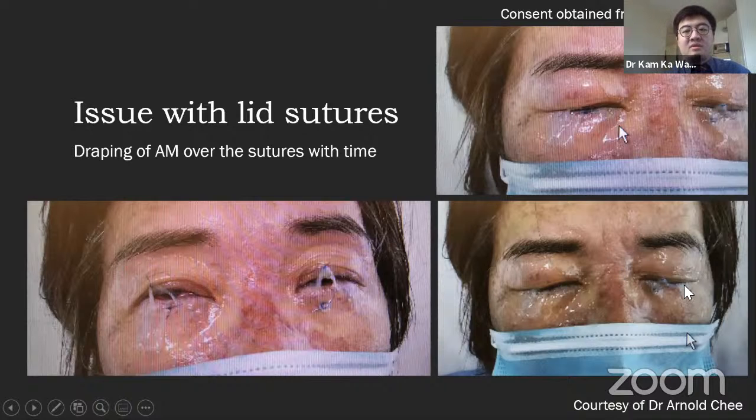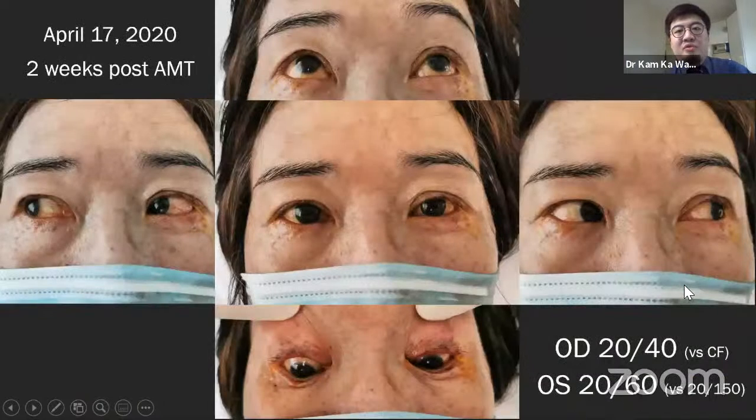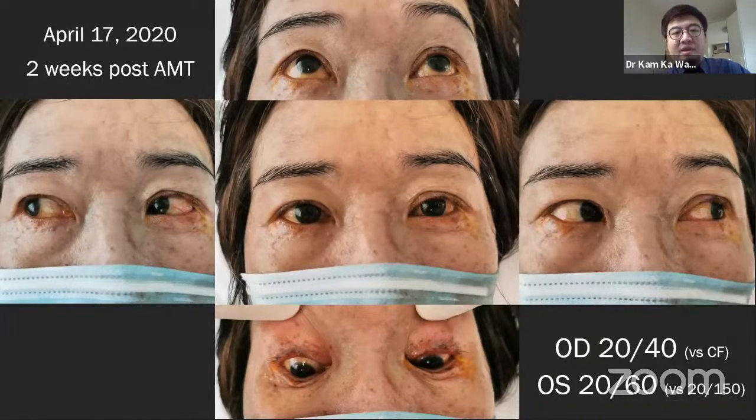Well, even though this looks uncomfortable, she does improve after 2 weeks of amniotic membrane, with a vision of 20/40 in the right side, 20/60 in the left side. And this is marked improvement compared to the visual acuity upon presentation.